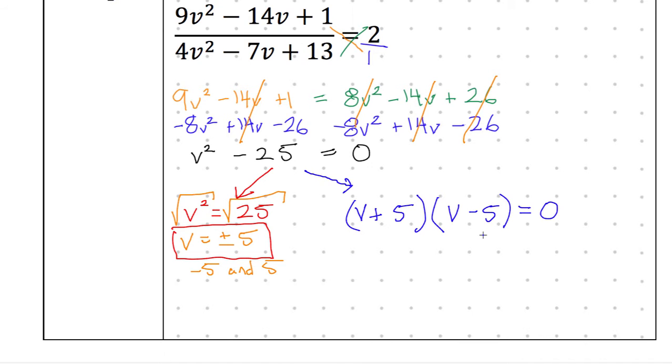There it is. And then I set each of these equal to 0. This linear pair set equal to 0. This linear pair set equal to 0. When I set v plus 5 equal to 0, I get v equals negative 5. When I set this linear pair equal to 0, I get v equals 5. There's our other answer.